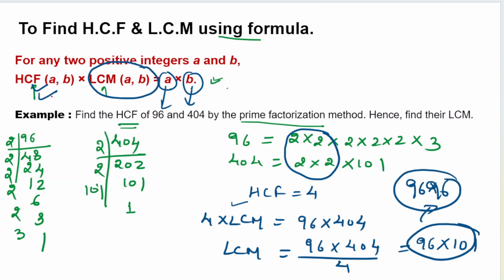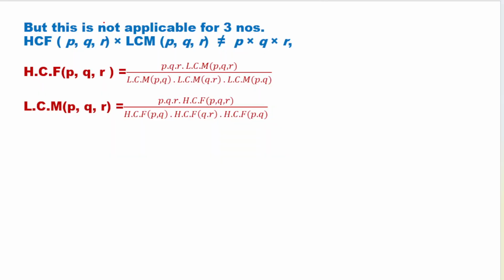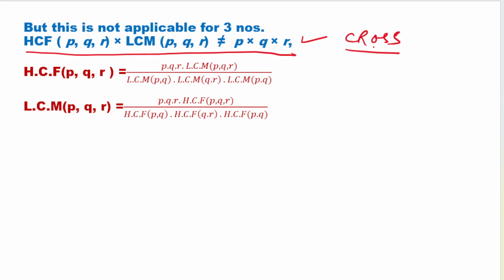But the condition is that at least 3 values must be given, then only we can find the fourth one. So this is the HCF and LCM relation, but this formula is not valid for 3 numbers. If you have 3 numbers, then this relation does not hold. The product of the HCF and LCM of 3 numbers is not equal to the product of the 3 numbers. You can cross check it with any example. We already have an example, so we can cross check it.